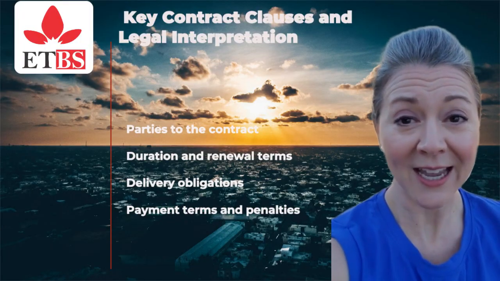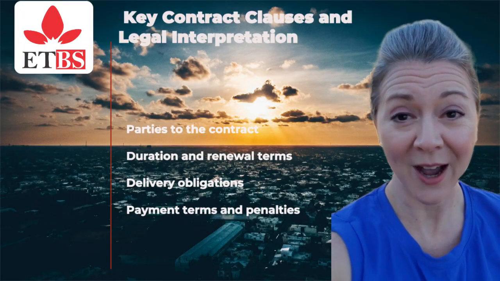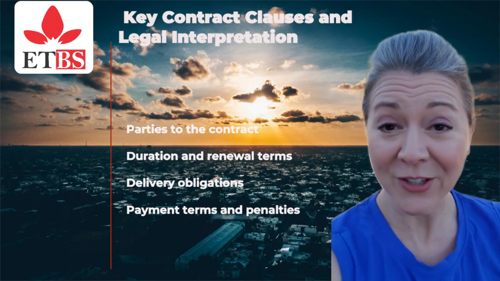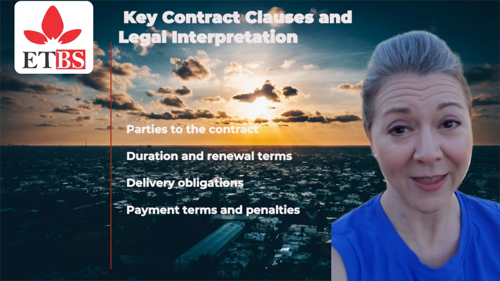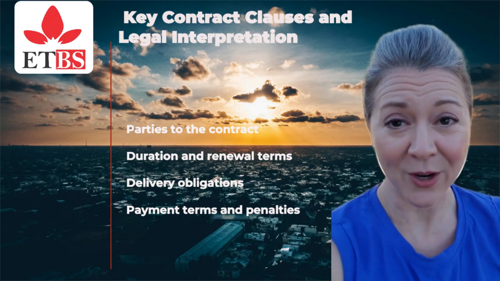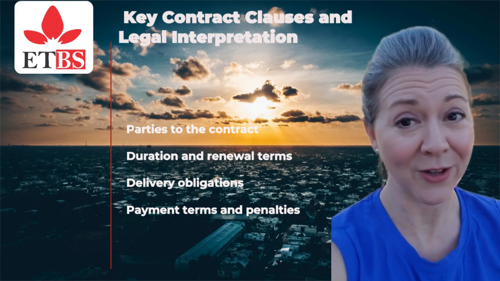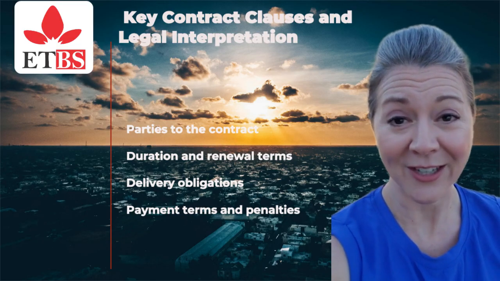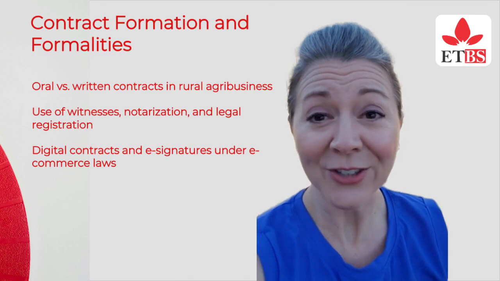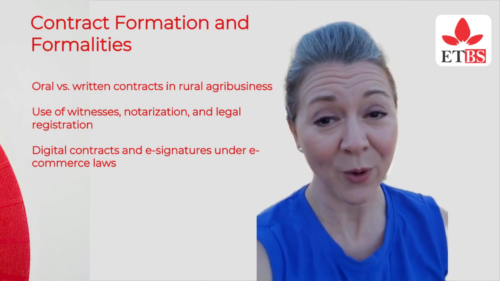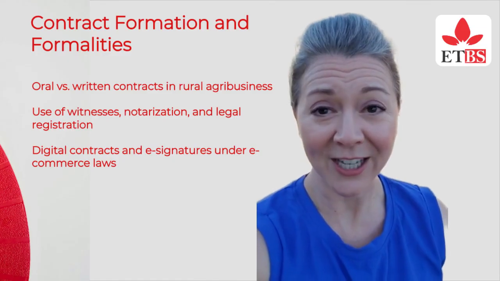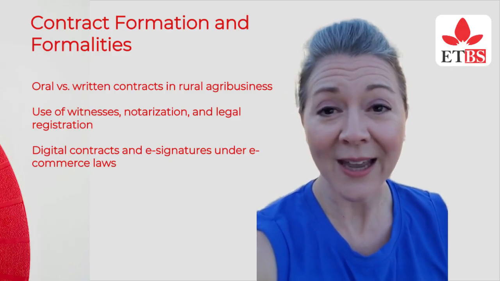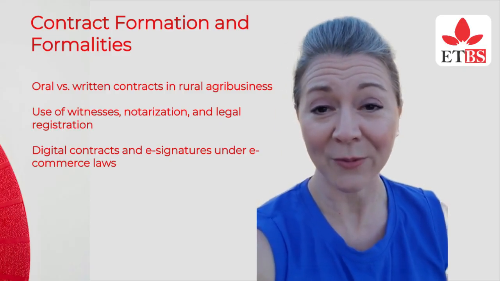Key contract clauses and legal interpretation. Parties to the contract: duration and renewal terms, delivery obligations, payment terms and penalties, quality standards and specifications, dispute resolution clauses, force majeure, unforeseen events like floods, droughts, termination and exit clauses, confidentiality and intellectual property clauses, contract formation and formalities. Oral versus written contracts in rural agribusiness: use of witnesses, notarization and legal registration, digital contracts and e-signatures under e-commerce laws, legal capacity of cooperatives, partnerships, and companies.